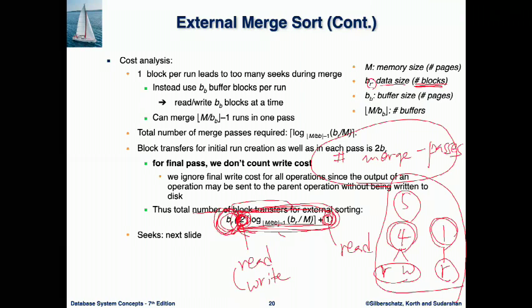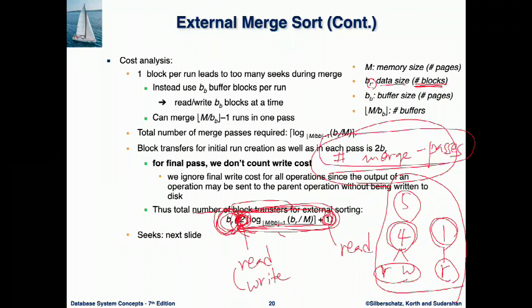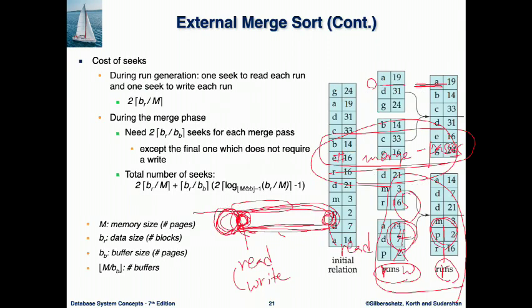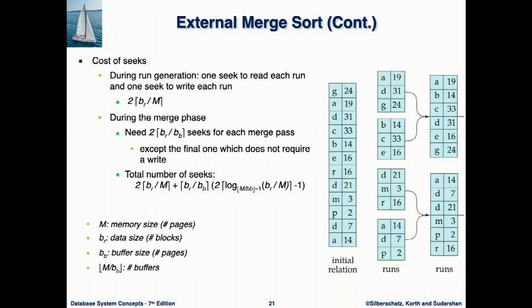So again, what matters is essentially the number of merge passes. That's what matters when it comes to how many times we are going to read or write blocks. Disk seeks is a little more involved. And what's going on here is this term is related to the fact that as the buffer size increases, you are going to reduce the number of disk seeks.